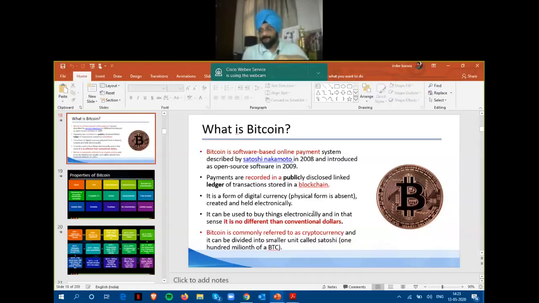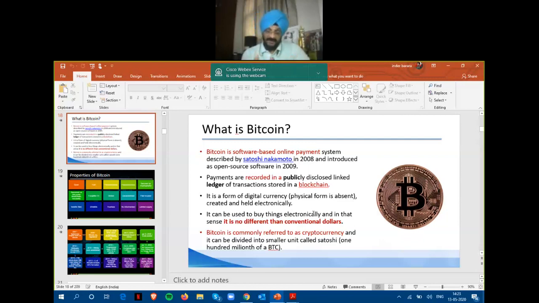I'll come to those concepts as well. It's a form of digital currency. The physical form is absent, and they can be held electronically and created electronically. I'll show you very quickly how they get created so that it will give you an idea as to what's happening. And they can be traded, and it is no different than a conventional dollar.